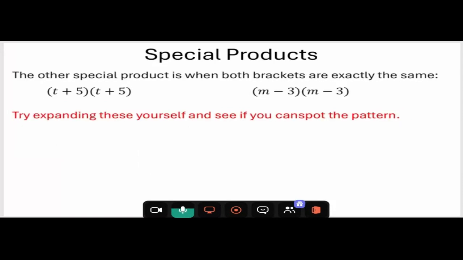We're going to see another special pattern, and you'll notice that now what we have is the exact same thing multiplied by itself. T plus 5 times t plus 5, m minus 3 times m minus 3. Don't be tempted to just go t squared plus 25, because you have to take the t and multiply it into the second bracket, and then the plus 5 and multiply it into the second bracket and collect terms. I'll give you a minute to try those too.